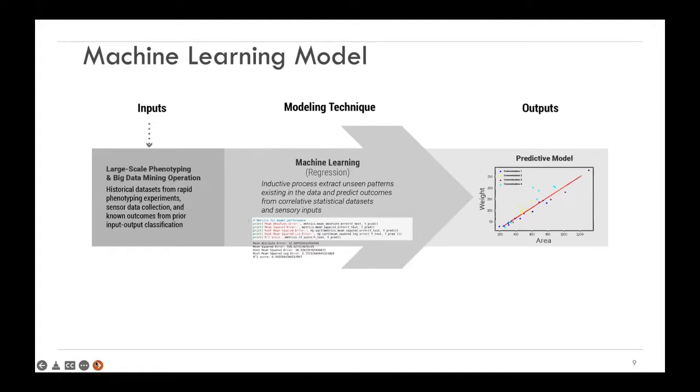But the basic gist of machine learning as it's been applied to plants is that we can use large-scale phenotyping data and big data mining operations, historic data sets from rapid phenotyping experiments and sensor data collection. And we can make a machine learning model where we put the inputs that we're controlling, we put this data into a machine learning model, and we can ascertain how the inputs relate to outputs based on having both input and output data over time, these big data sets.